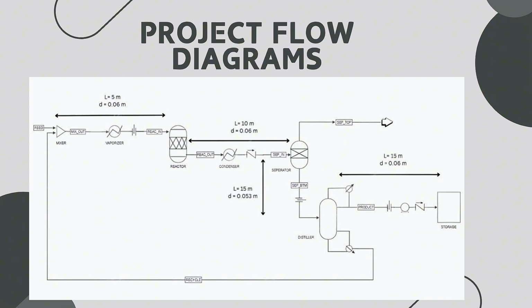The liquid stream from the separator is then fed into a distillation column. This step is essential for purifying the acetone by separating it from water and other impurities. Acetone has a lower boiling point than water, so it will be separated as a product and collected from the top of the distillation column. Meanwhile, any remaining water and unreacted materials are removed from the bottom and will be recycled back into the process to improve the efficiency. Finally, the purified acetone is stored in the storage unit.